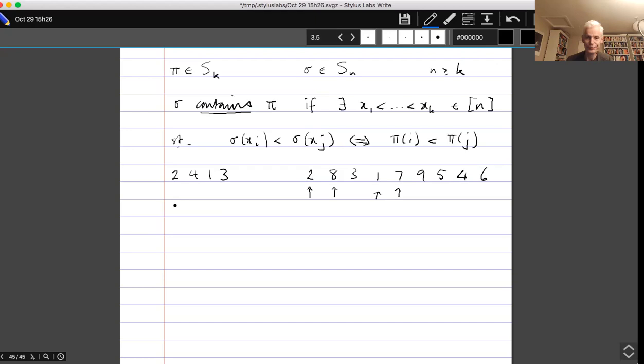So there is a big industry of getting formulae for how many permutations in S_n, as n grows, don't contain various fixed permutations. So for 2, 4, 1, 3, I can't remember exactly what it is, but it's known. But there's also a more general question one can ask, which is, if we're given some fixed permutation pi, how can this number grow, if we define F_n to be the number of permutations in S_n that do not contain the fixed permutation pi, or F_pi(n), if you like?